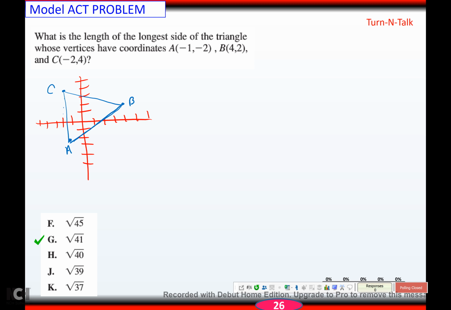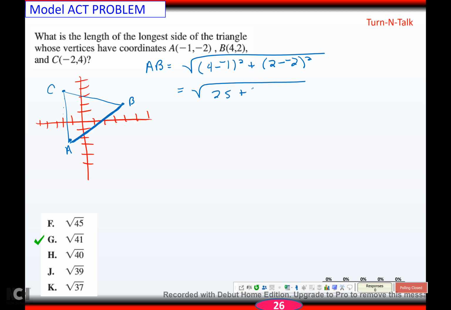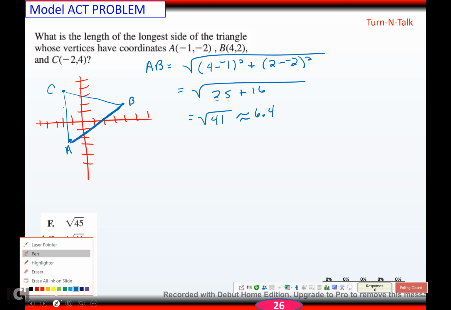So first of all, I'm going to look and find the distance of AB, which will be the square root of (x2 minus x1) squared plus (y2 minus y1) squared. That's going to give me the square root of 25 plus 16, because 4 minus a minus is 5, squared is 25. 2 plus 2 is 4, squared is 16. That gives me the square root of 41, which is approximately 6.4. Okay, so now I'm going to find the length of CB.